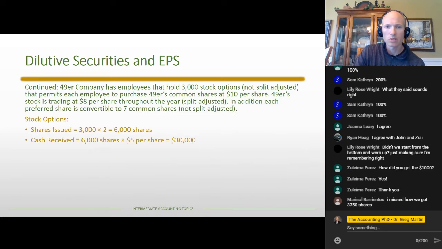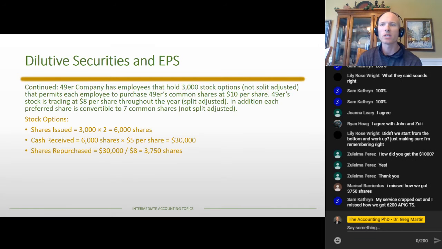The 3,750. Okay, so that's right here. The whole idea is under U.S. GAAP, we assume that we're going to repurchase shares with any cash that we received. And so we received $30,000 cash, and the average share price was $8 per share throughout the year. We take the cash that we have, divide it by the price per share, and that gives us the number of shares that could be repurchased, which is where the 3,750 came from.